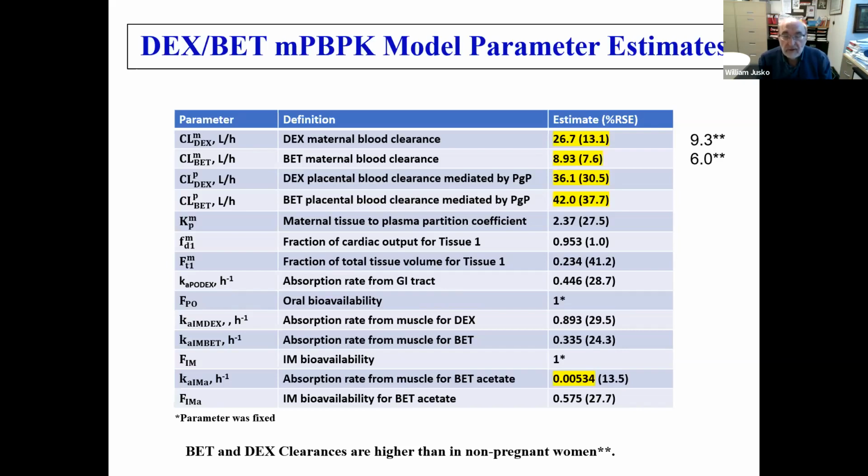Down at the bottom, we found a rate constant for absorption of beta acetate. So I indicated that it has a very long persistence. We characterized that very long persistence in the non-pregnant women, and a similar value exists here. Very, very slow release. So this gives us some numerical information and insights into how the two steroids compare in their pharmacokinetics in pregnant women.